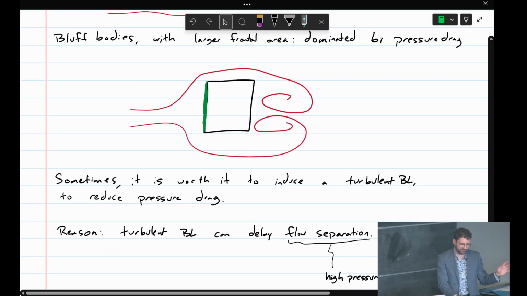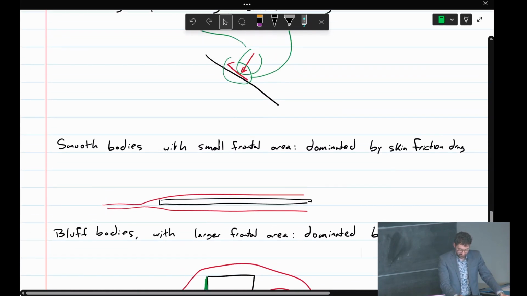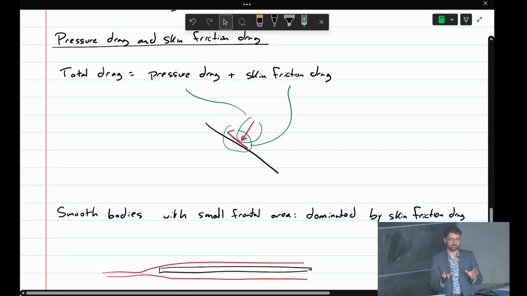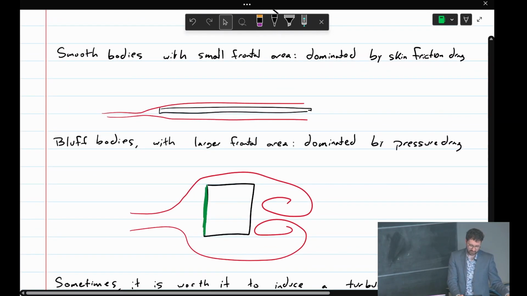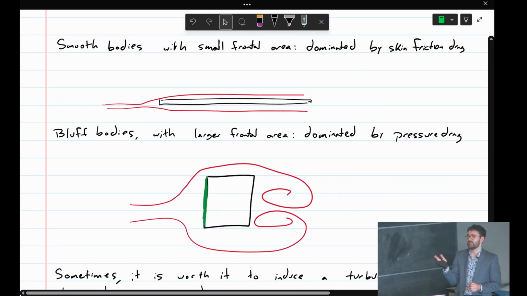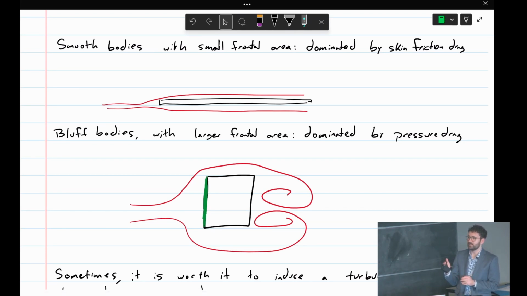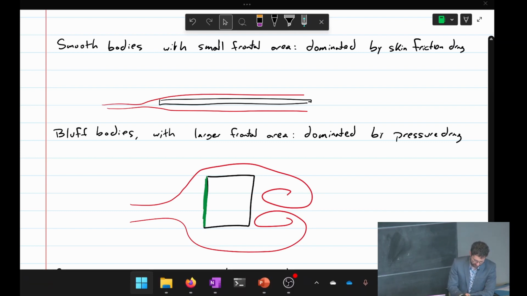Okay, so let me just summarize before I go to the videos. If you have two components of drag, pressure drag and skin friction drag, when the boundary layer separates, you get a lot more pressure drag. So you want to keep the boundary layer attached. And turbulent boundary layers tend to remain attached more than laminar boundary layers. So sometimes it's worth increasing your skin friction drag by activating a turbulent boundary layer in order to keep the flow attached. There are lots of examples of this in practice.